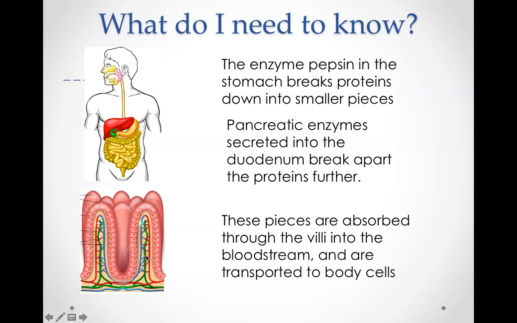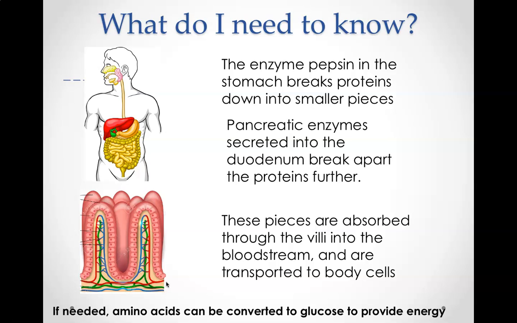So proteins are just like carbohydrates in that they're going to basically pass right through and go right into the bloodstream. Lipids are the only weird ones. So once they're in the bloodstream, they can be transported to different body cells. Our ribosomes in our cells are going to use those amino acids to create new proteins that are needed for different functions in our cells. And then if needed, amino acids can also be converted into glucose to provide energy.